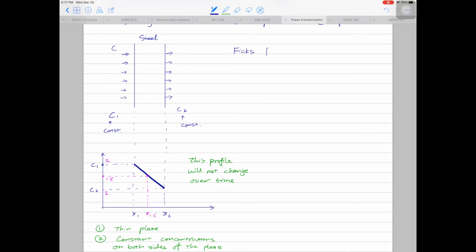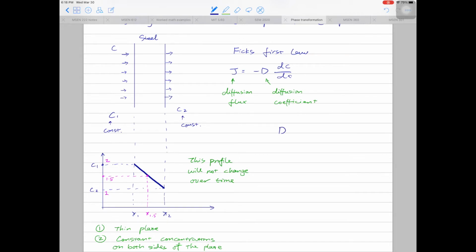To describe steady-state diffusion mathematically, we use Fick's first law. In Fick's first law, J is equal to minus D times dC over dx. J is the diffusion flux, D is the diffusion coefficient, C is the concentration, and x is the distance. In this expression, you can see there's no time involved, and this is why it's called steady-state diffusion.